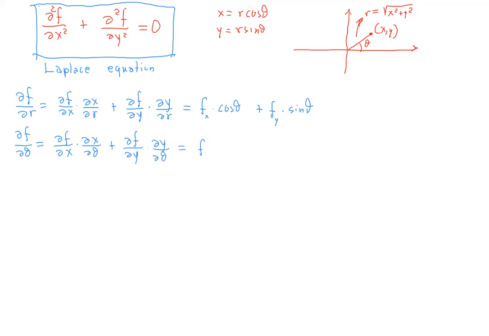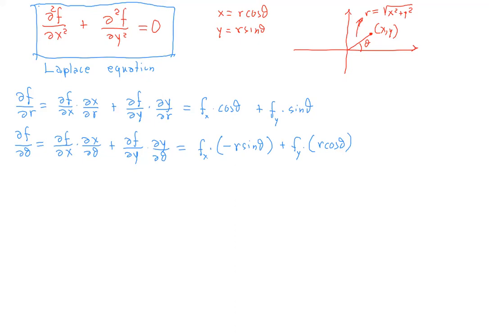And this will be f sub x times, now, what is the partial derivative of x with respect to theta? That would be minus r sine theta. r is constant in this case, and the derivative of cosine theta is negative sine theta, plus f sub y times r cosine theta. Okay, great. So as we said, this was not that hard.